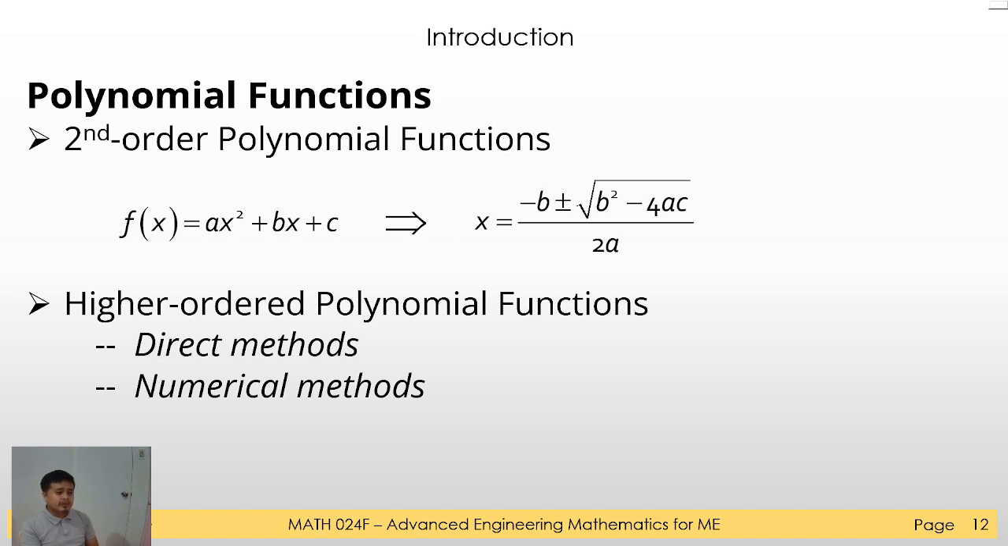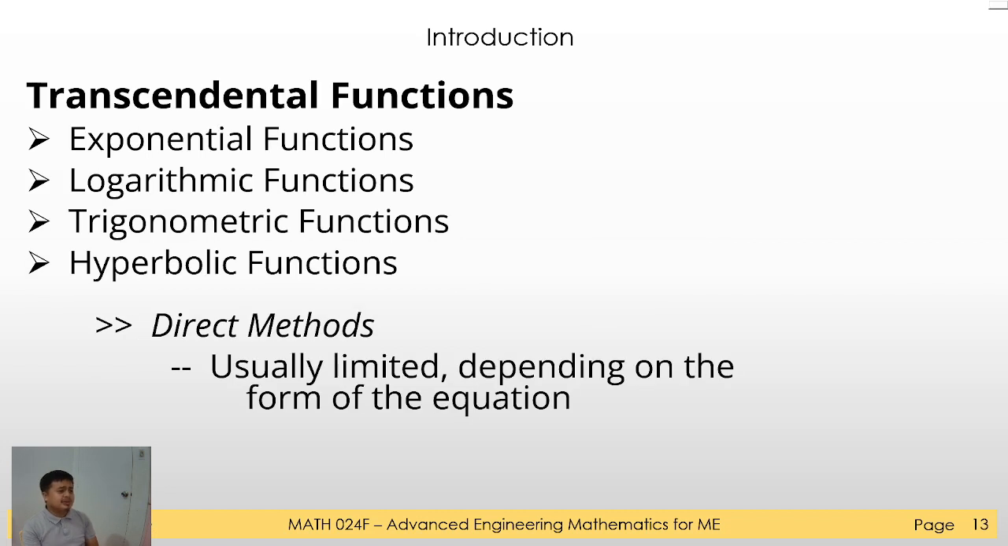But for higher order functions, for cubic, for x cubed, x to the fourth power, we still usually have an analytic solution similar to this, but it will be cumbersome. The formula will be very complicated, and the practical way to solve higher order polynomial functions will be numerical methods. Okay, so now, again, for transcendental functions, direct methods will be limited. When there is a logarithmic or exponential, it will be complicated to solve this analytically.